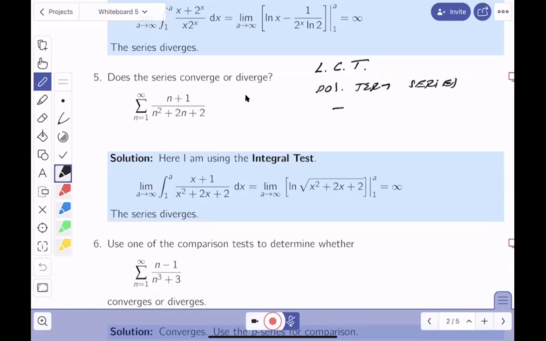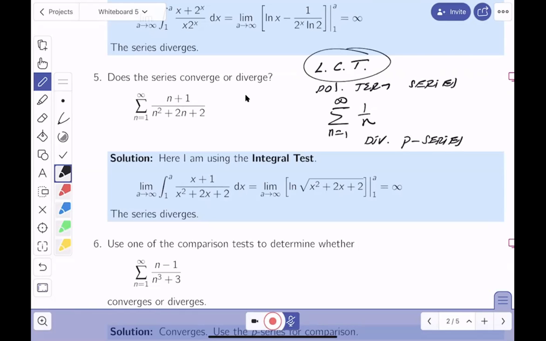And I'm going to compare it to another series. What series am I going to compare it to? Well, look at the top. Top's roughly n. The bottom's roughly n squared. So I'm going to compare it to 1 over n. And this would be n equals 1 to infinity. This is a divergent P series.